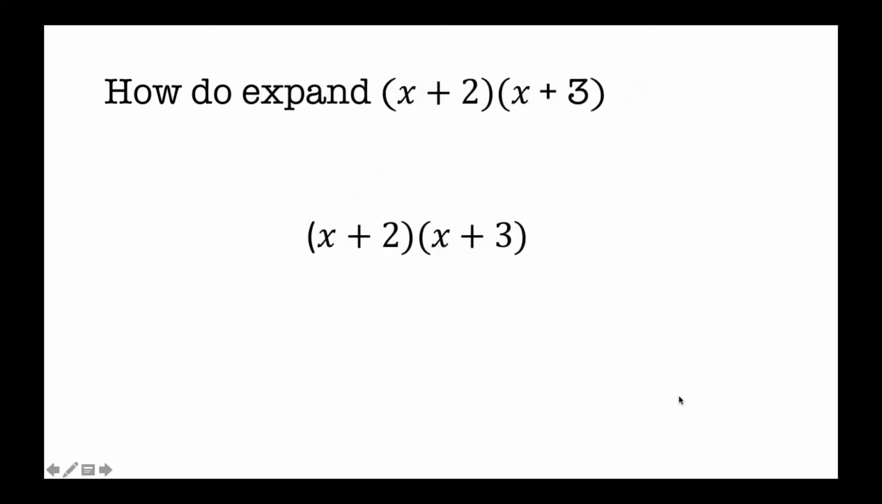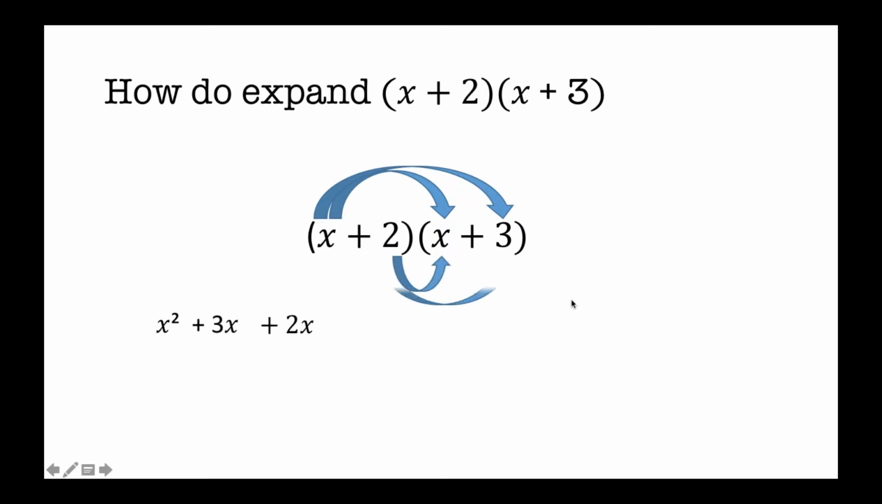The other way we can do this is via the arrows or the smiley face, or whatever you want to remember it as. x times x is x squared, x times 3 is 3x, 2 times x is 2x, and 2 times 3 is 6. Altogether we just need to simplify these: x squared plus 5x plus 6. I'm just recapping how to expand these brackets, because factorising quadratics means that we need to go back the other way, and I'm going to show you how to do that.